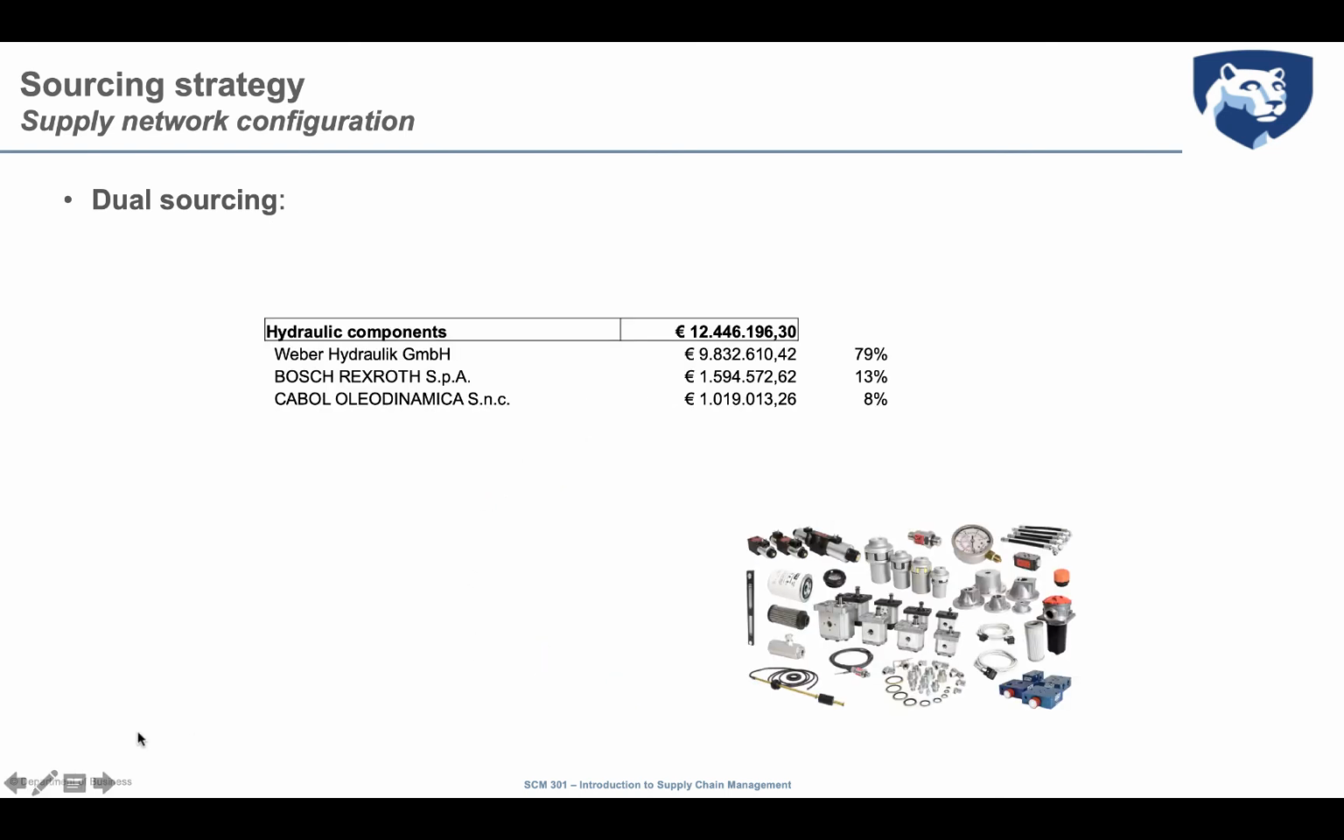And we have seen the case. So in this case, we have one main supplier and two backups that have 21% of the spending. These two backup suppliers cover hydraulic component purchases in case the main one, Weber Hydraulic, is not able to provide, or some problem arises, or whatever can happen in the relationship.